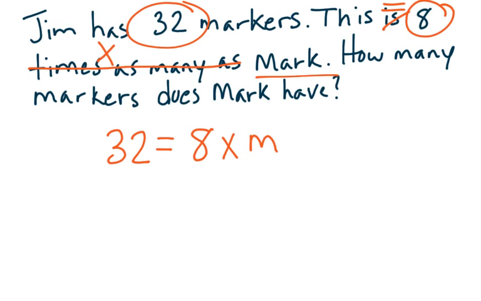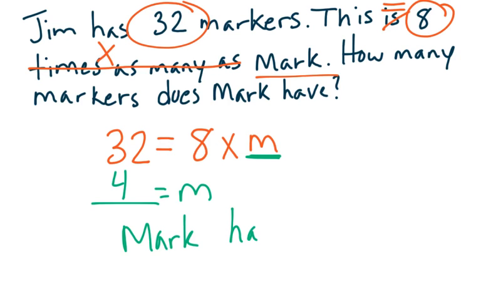I need to think about my multiplication facts. I have 8 times something is equal to 32. 8 times what is equal to 32? 8 times 4. So my answer is Mark has 4 markers. Poor Mark. I hope that Jim shares some markers with him.